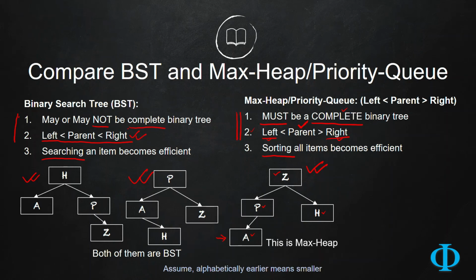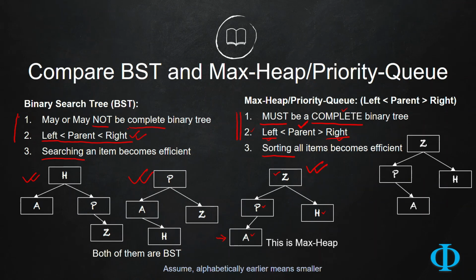But what about this example? Is it a max heap? Well, if you look at this node, the property number 2, that is parent should be greater than left and right both, is holding true always. For example, Z is greater than P and H. Again, P is greater than its child A.